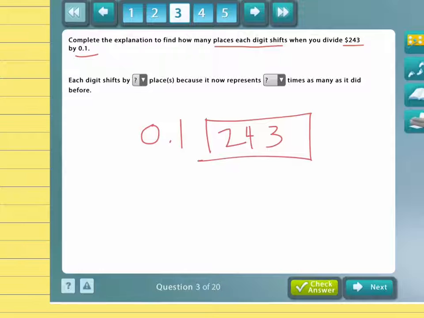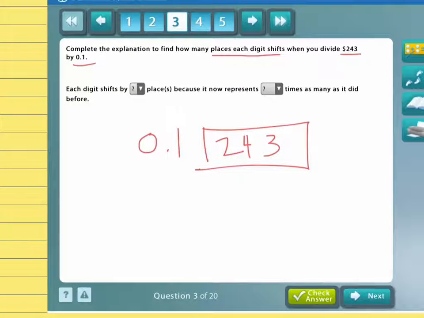So I set up the problem here. If we're dividing 243 by 1/10, there's going to be many more parts. So basically how you do it, each digit shifts one place. The digits shift one place to the right for each of these. I'm going to annex 0 here, because it now represents 10 times as much as it did before.